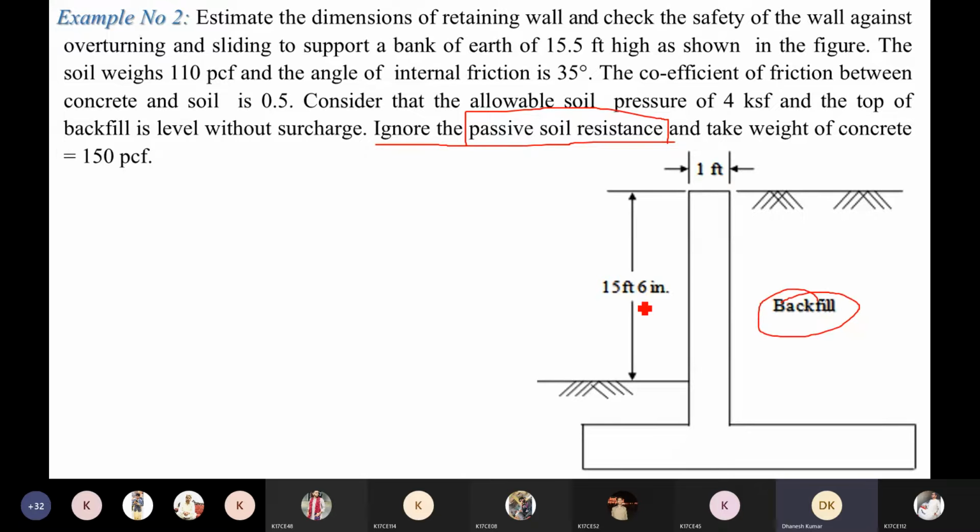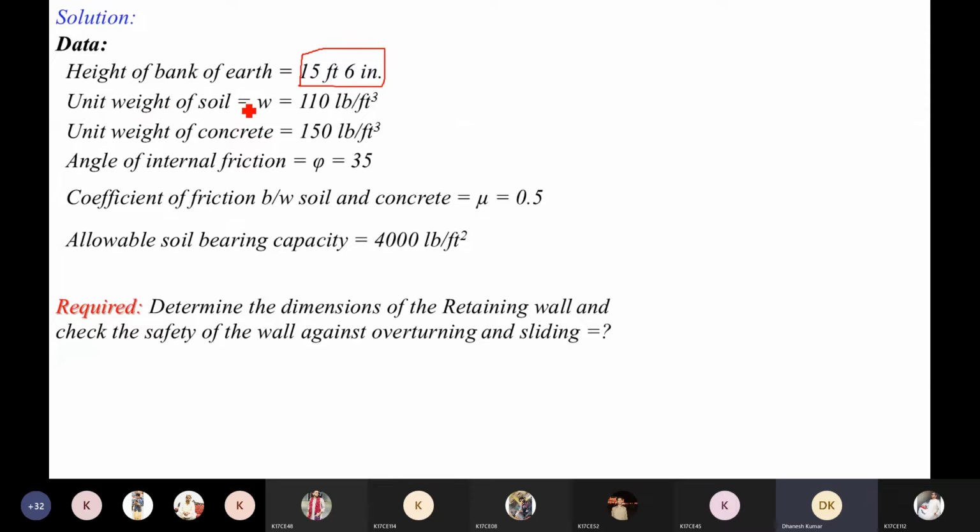The unit weight of the soil which is given to us is 110 pound per foot cube. The unit weight of concrete which is given to us is 150 pound per foot cube, and it's quite known. Okay, we know that the concrete unit weight is 150 pound per foot cube. The angle of internal friction phi which is given is 35 degrees. The coefficient of friction between the soil and the concrete has been given, that is 0.5, and the allowable bearing capacity of soil which is given is 4,000 pound per foot square.